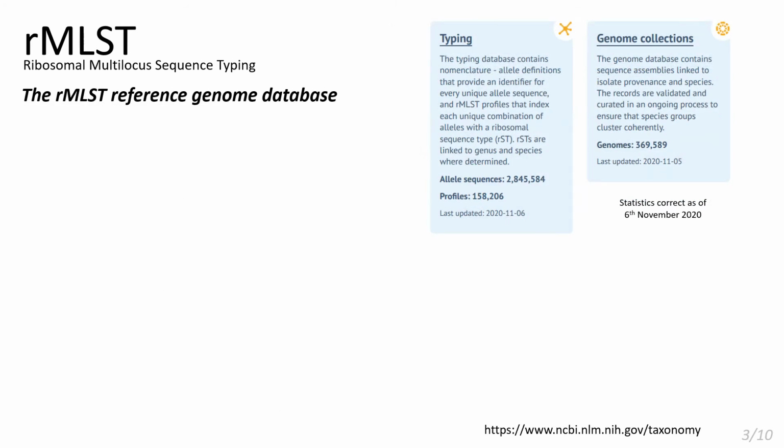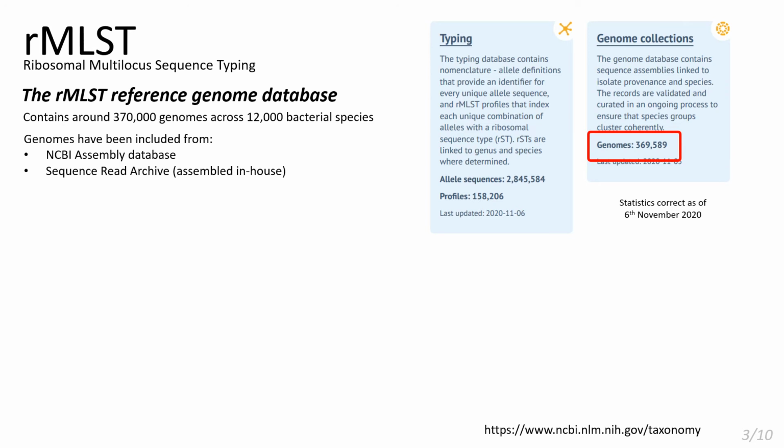We have compiled a large reference genome database. This database currently contains around 370,000 genomes from 12,000 different bacterial species. Genomes have been included from two different sources, the NCBI assembly database and genomes assembled in-house from sequence read archive data.